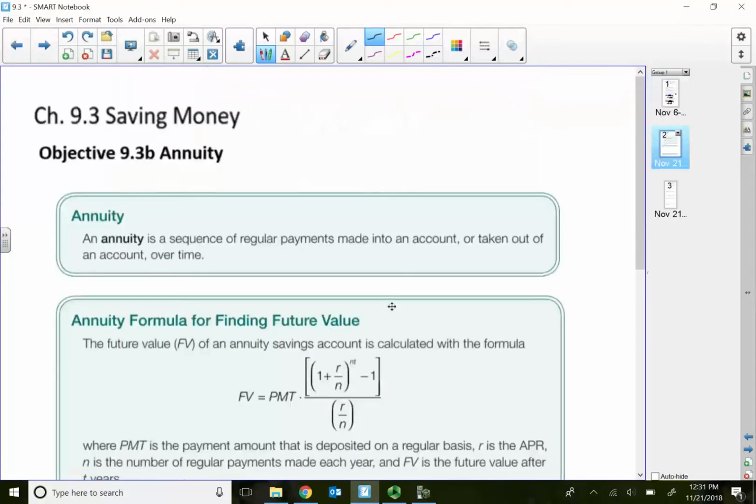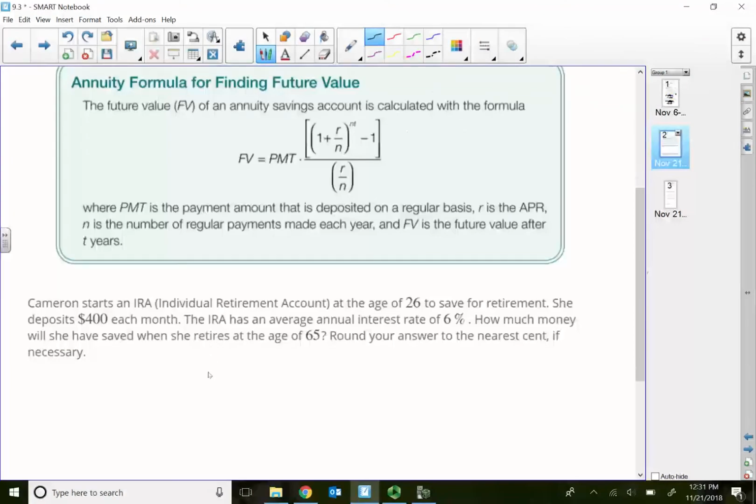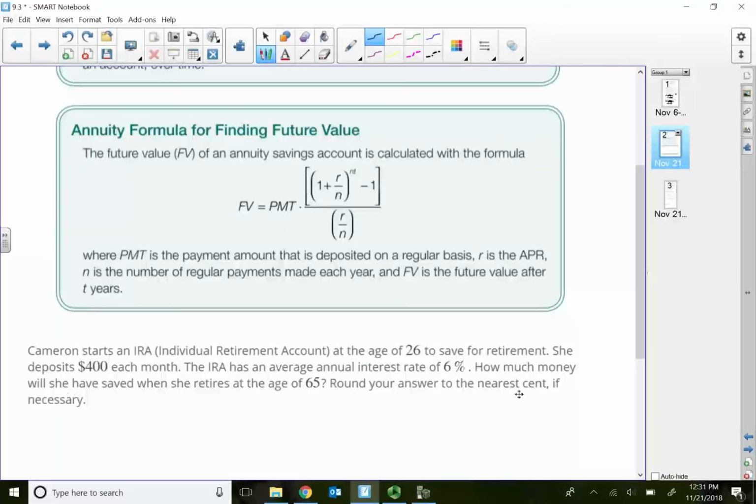Okay, so let's try this formula. We just got to read this problem a little bit carefully. Cameron starts an IRA, an individual retirement account. There are two basic types of IRA: a regular IRA and a Roth IRA. A Roth IRA is the same type of account, but Roth actually uses take-home money to put into the retirement account. A regular IRA uses pre-tax dollars.